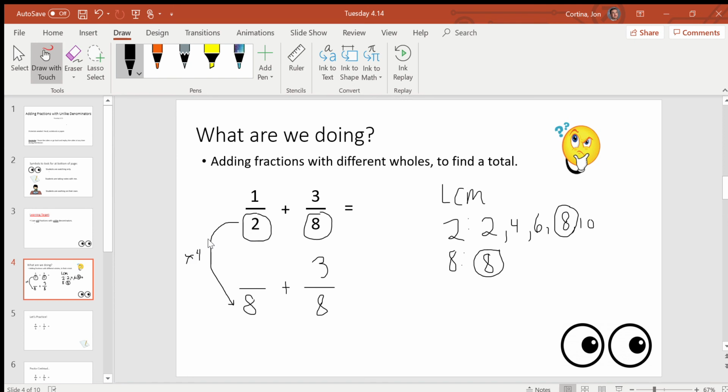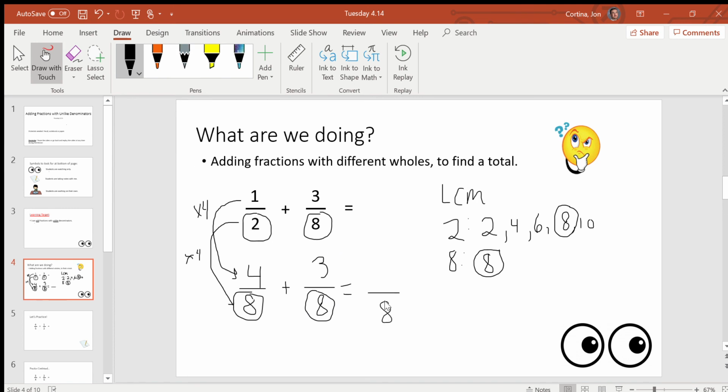And as you know the rule for finding equivalent fractions, whatever we do to the bottom, we need to do to the top. So we're also going to multiply the numerator by 4 to make sure that this fraction stays equivalent and we're not changing the amount at all. We're just changing the size of the pieces. So 1 times 4 is 4/8. So now we have two fractions that have the same denominator, which is 8, and now we are able to add across the top.